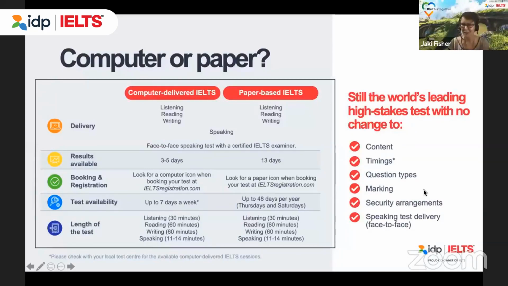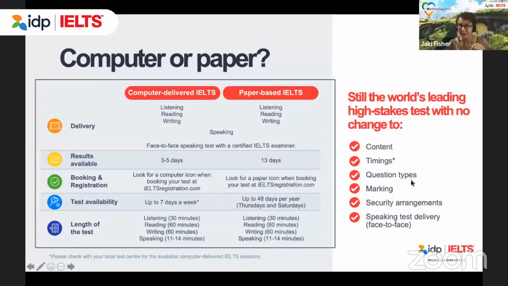For a first timer, what do I recommend? I recommend what you're comfortable with. So if you use computers every day and you like reading on the screen also, then maybe computer. But if not, then go for paper.